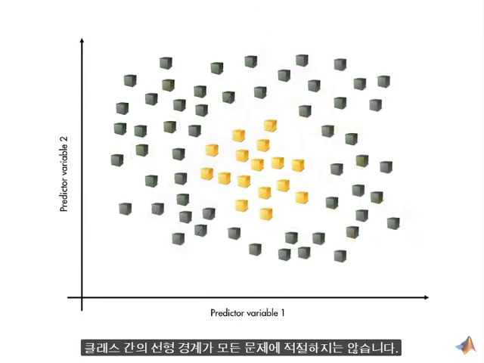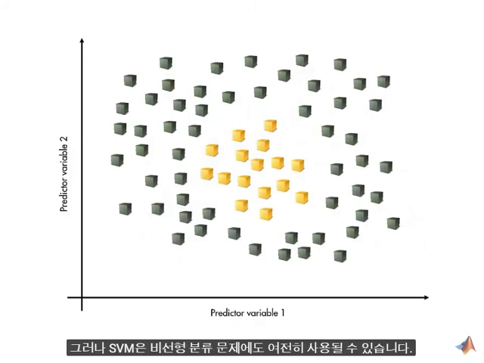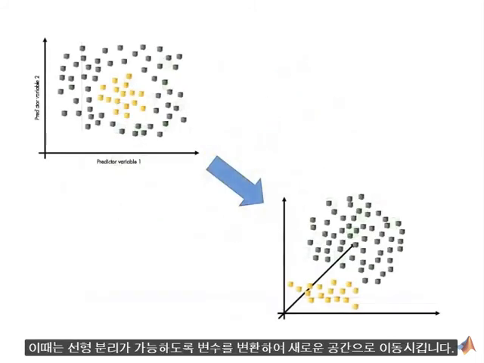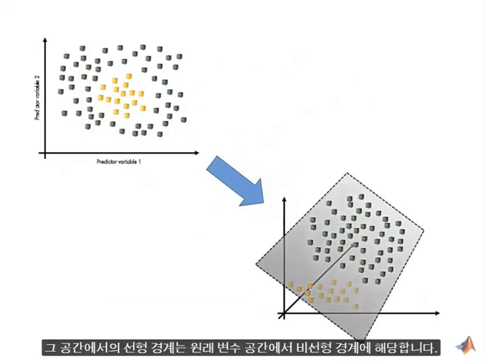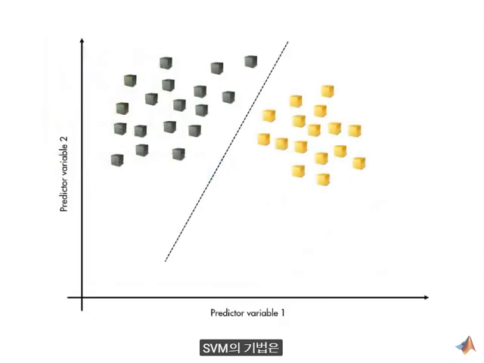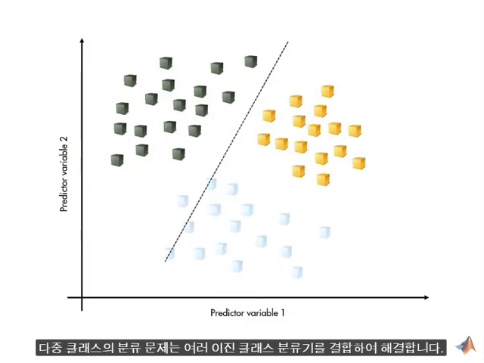Linear boundaries between classes are not appropriate for all problems. However, SVMs can still be used on nonlinear classification problems by performing a transformation of variables into a space where the classes are linearly separable. The linear boundary in that space is equivalent to a nonlinear boundary back in the original variable space. Note that the SVM formulation works only for binary classification problems. Multi-class problems are solved by combining multiple binary classifiers.